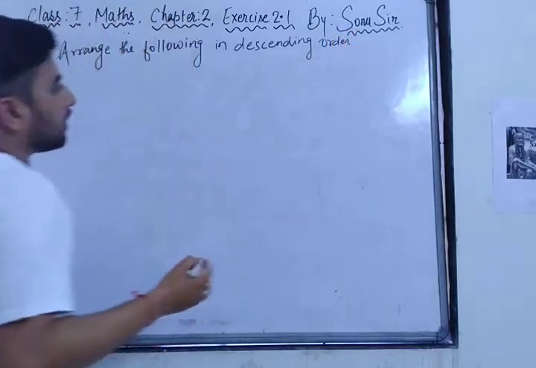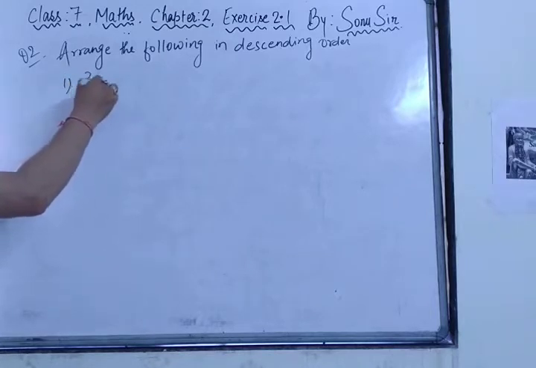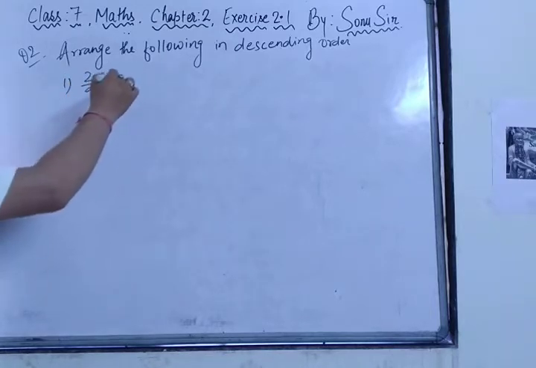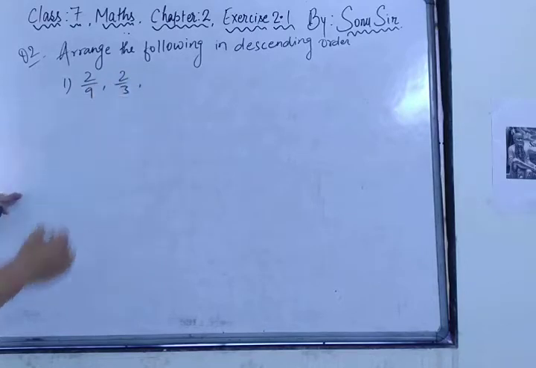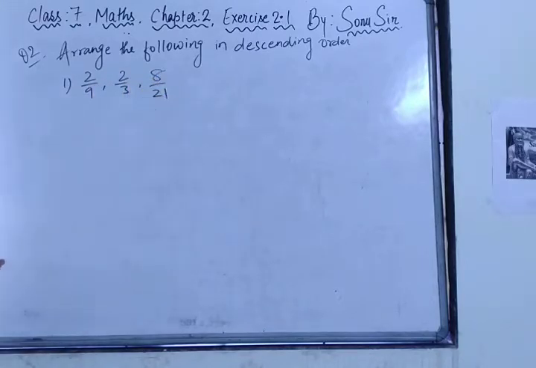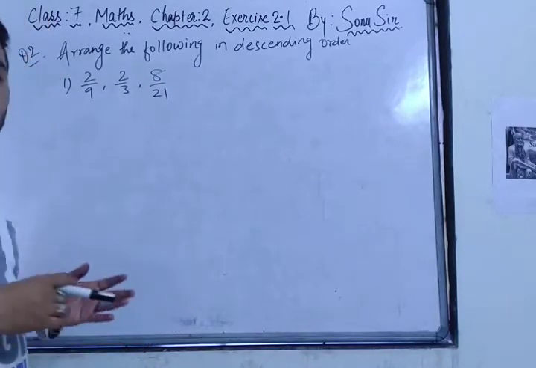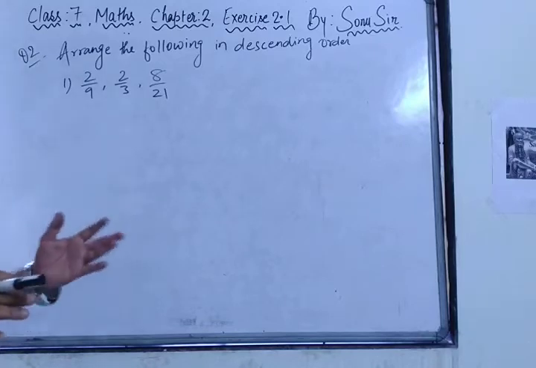Got it? This is our question, right? First question is 2 by 9, 2 by 3 and 8 by 21. First of all, see here they all are different, but they are not like fractions, so you can easily do the descending or ascending order.